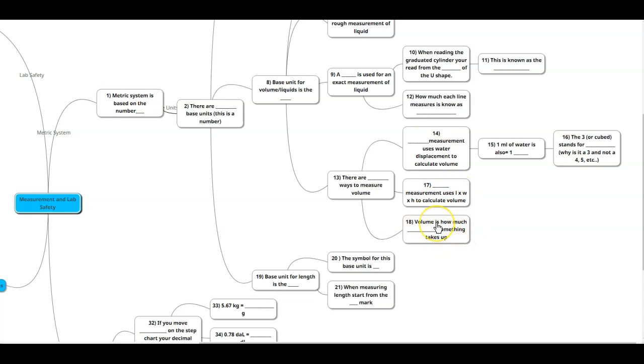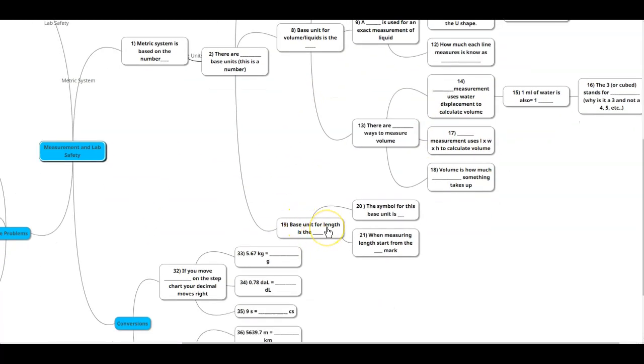So volume, we're talking about volume. Volume is how much space something takes up. Now the base unit is the liter, but when we measure it in class, we're using the milliliter or the centimeter cubed. All right, what about the base unit for length? The base unit for length is the meter. What is the symbol? M. And make sure when you're using a ruler, you start off at the 0 mark, not at the edge.